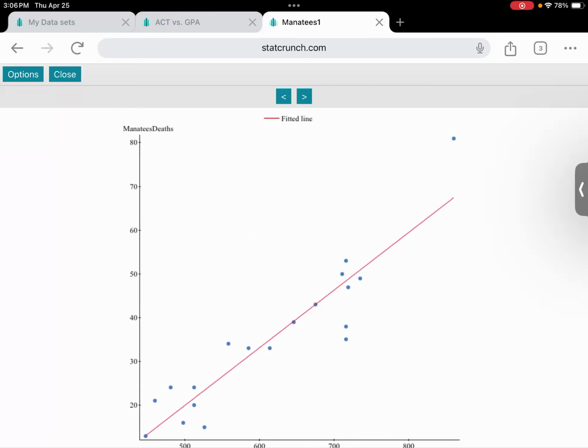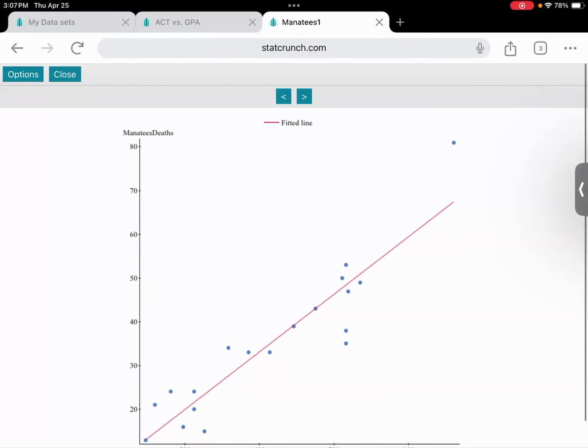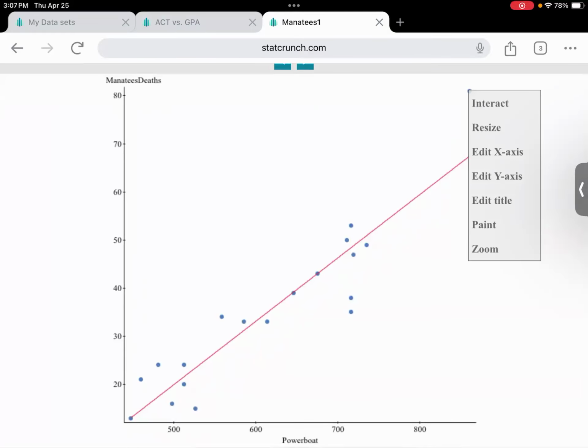We start with our standard stuff. What's the direction? Positive. Form? Mostly linear, right? Mostly linear. And then any unusual features? Yeah, okay. So finally, that guy actually does look like an unusual feature. Why are you not letting me interact? Oh, there we go. All right, so I want to highlight that point. So that one I'm going to identify.